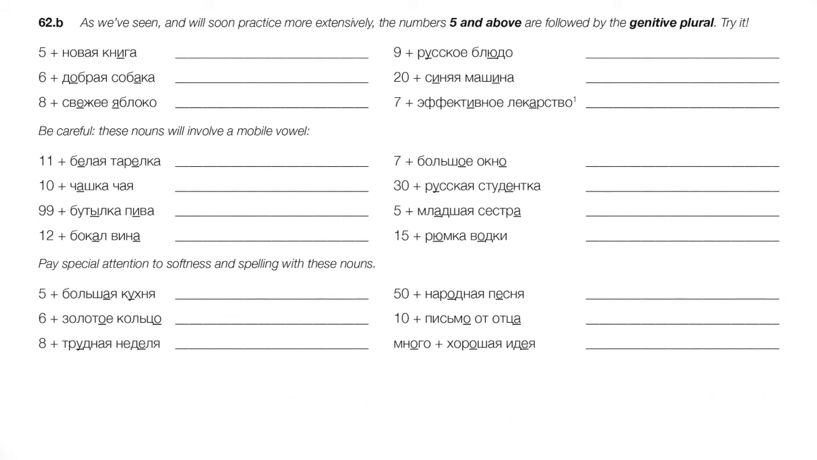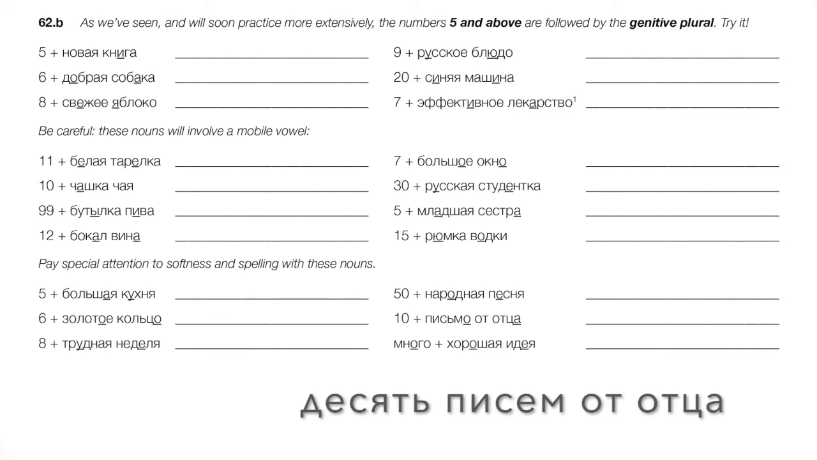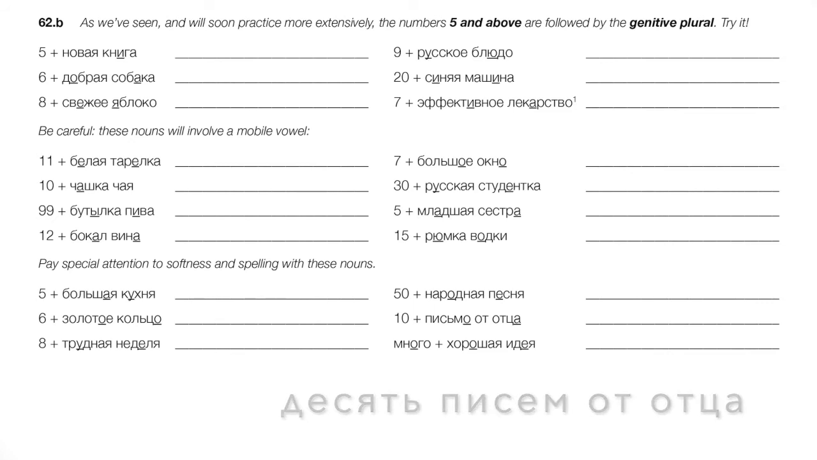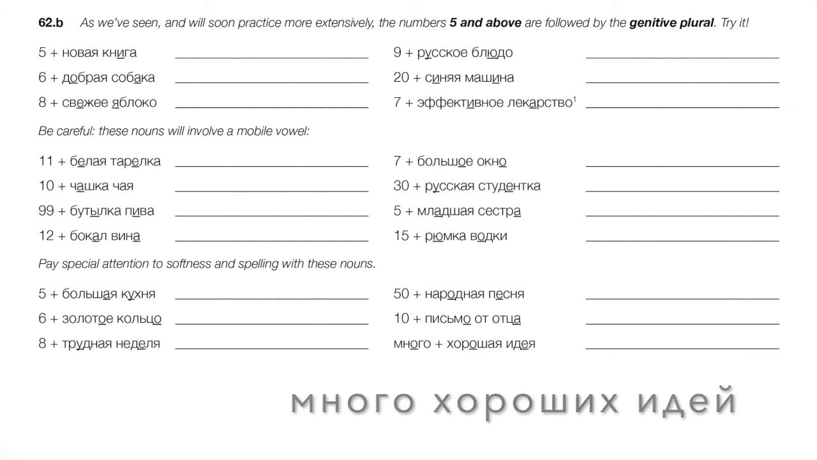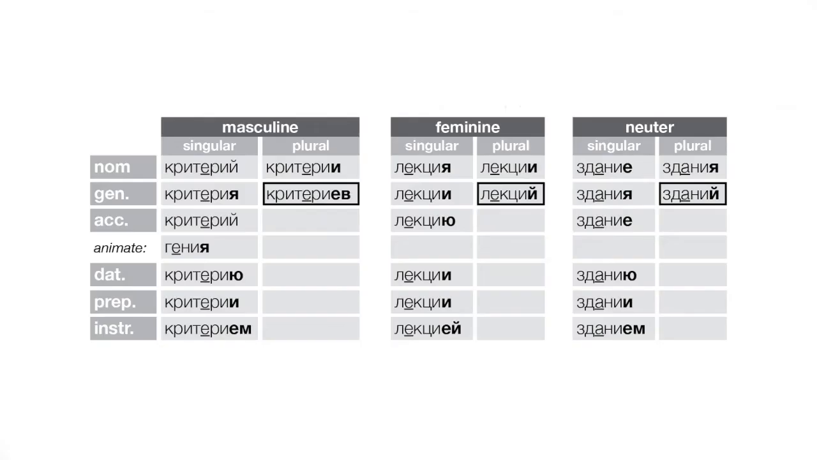Okay, 10 letters from dad. 10 pisem od otca. Okay, this one does make sense. We have a soft S, so our mobile vowel is yeah, and then we have the hard M at the end, pisem. A lot of good ideas. Mnoga хороших idei. Okay, think about that. That spelling looks weird, but it's actually not, because all we're getting rid of is the A vowel, and so that leaves us with our ikratkaya consonant sound at the end, and we write idei with an ikratkaya.